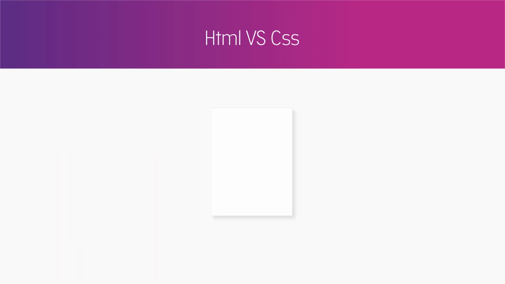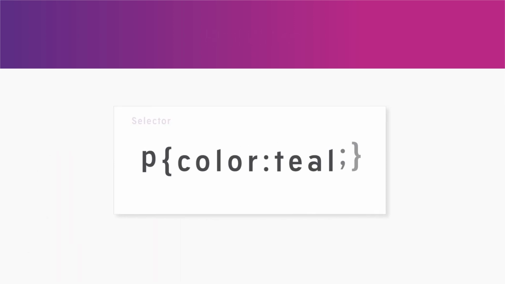A cascading style sheet is made up of rules. A CSS rule is made up of one or more selectors and a semicolon separated list of declarations inside brackets. Each declaration has a property and a value separated by a colon. And a rule is made up of one or more selectors.